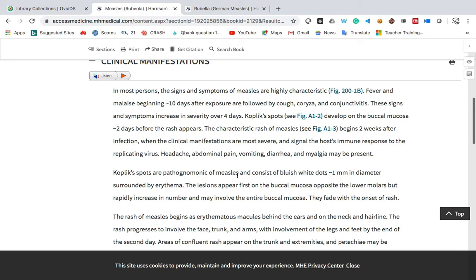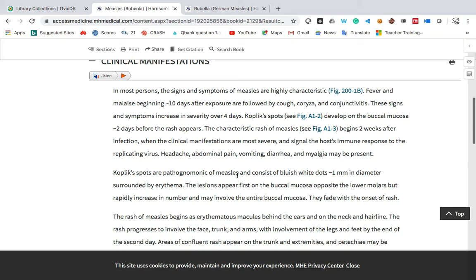Koplik spots: see, in that recall, this very important aspect, Koplik spots, was not mentioned. Maybe it was there in the real question, but in the recall it was missed. They develop on the buccal mucosa 2 days before the rash appears. The characteristic rash of measles begins 2 weeks after infection, when the clinical manifestations are most severe, and signals the host immune response to the replicating virus. Headache, abdominal pain, vomiting, diarrhea, and malaise may be present. These were not there in your recall, right?